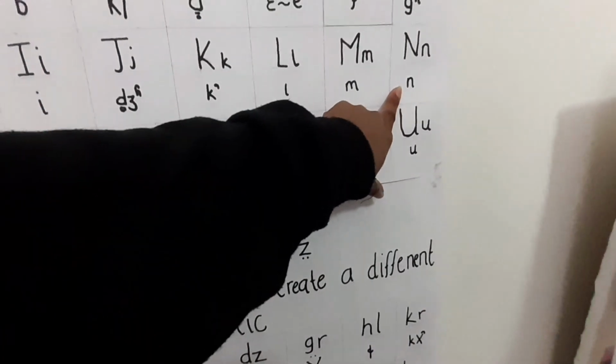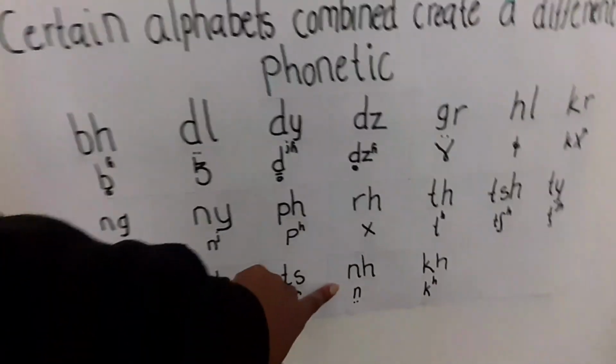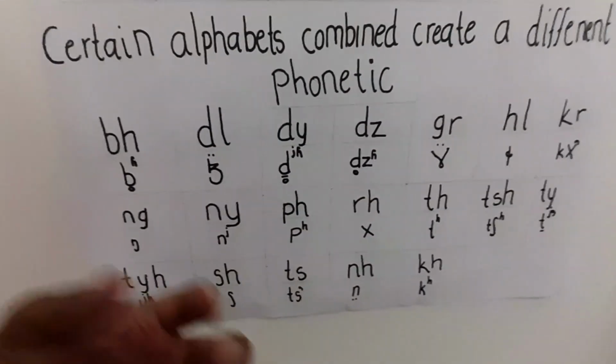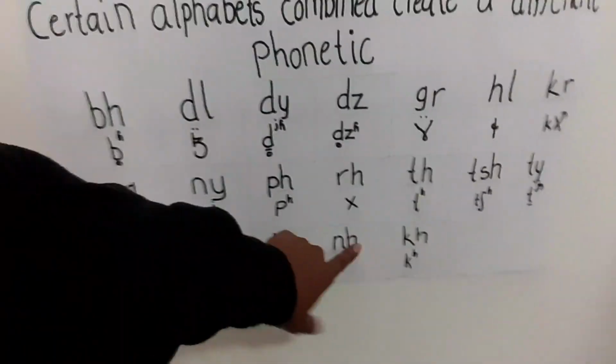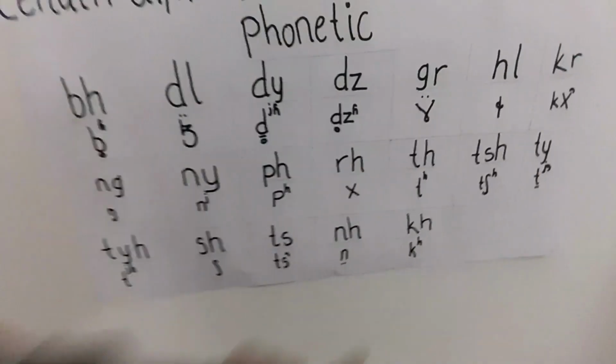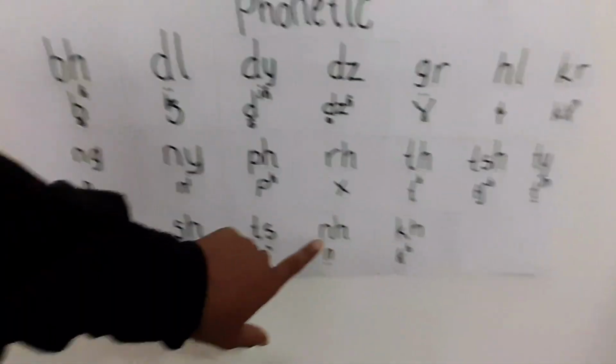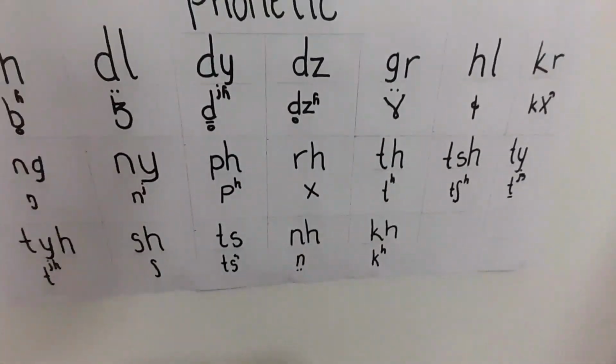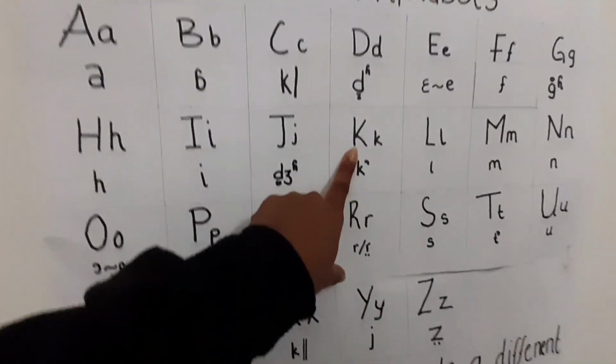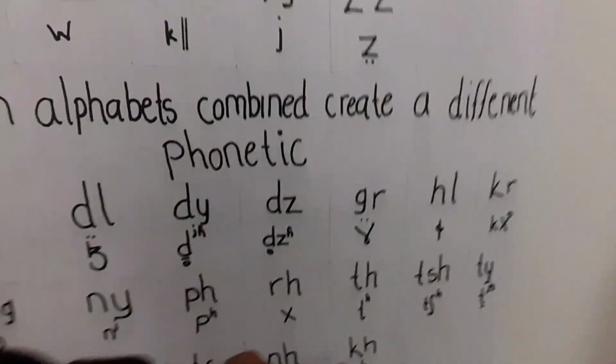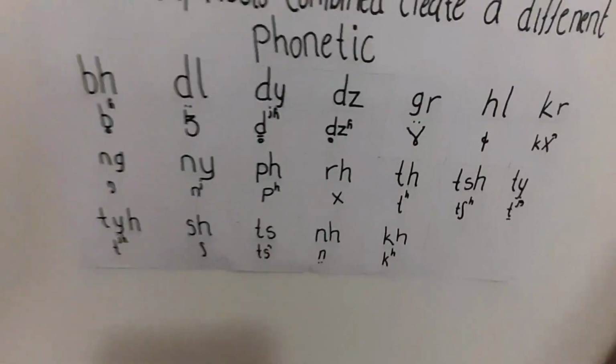So the normal N is n, n, n. Now this one is n. Just make sure n, n. Make sure that the H comes through. KH is k, k. So n, k, right? Make sure that the H comes through because this K is dry. It's k, and this is k, k, k, right?